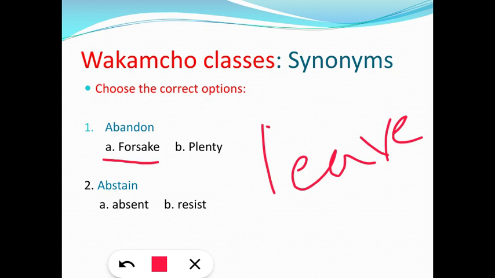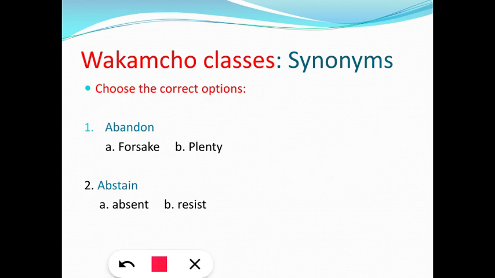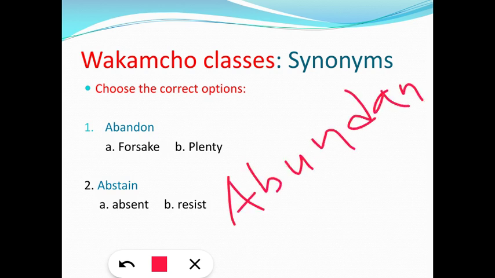How can we use this in a sentence? The house was in a very bad condition because it was in an abandoned state. That means someone had left the house and it was in a pretty bad condition. Now, if the word had been abundant, ABUNDANT, I'll write it for you here, then the correct option would be plenty. So don't get confused between these two words.